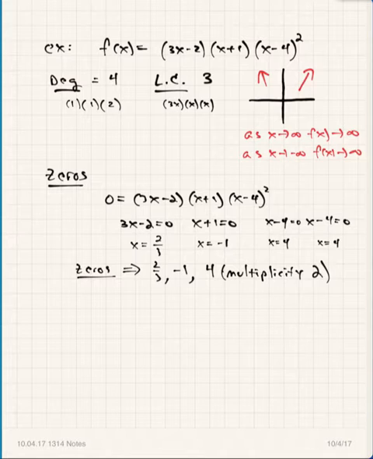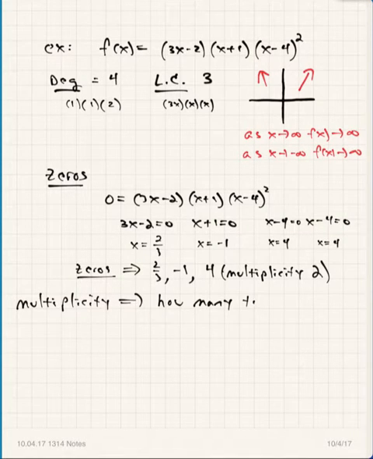Right? So the multiplicity for a 0 is how many times a 0 happens. So since 4 happens twice in this problem, it's a 0 of multiplicity 2. Notice that ended up just being the degree of the factor. There was just x minus 4 squared, so we ought to be able to tell that just from the exponent.